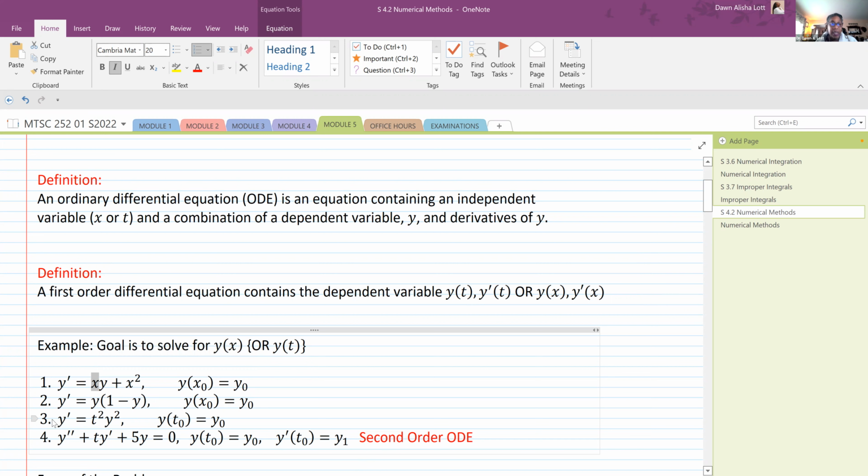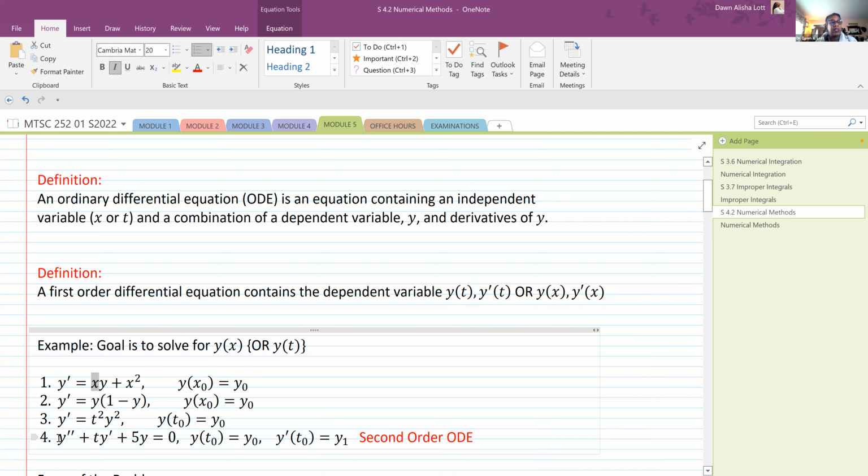In number 3, I have y prime is equal to t squared times y squared. So in this one, the independent variable is t. And I need to tell you that the solution at some t naught is equal to y naught. So all three of these are first order differential equations.